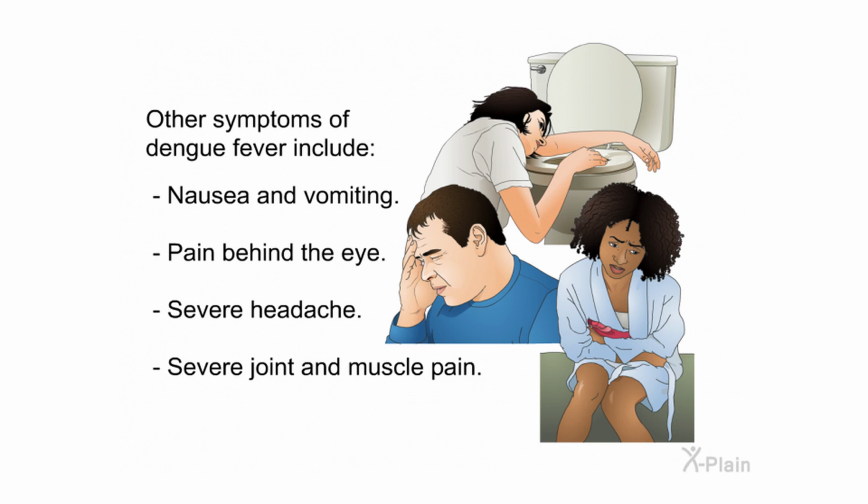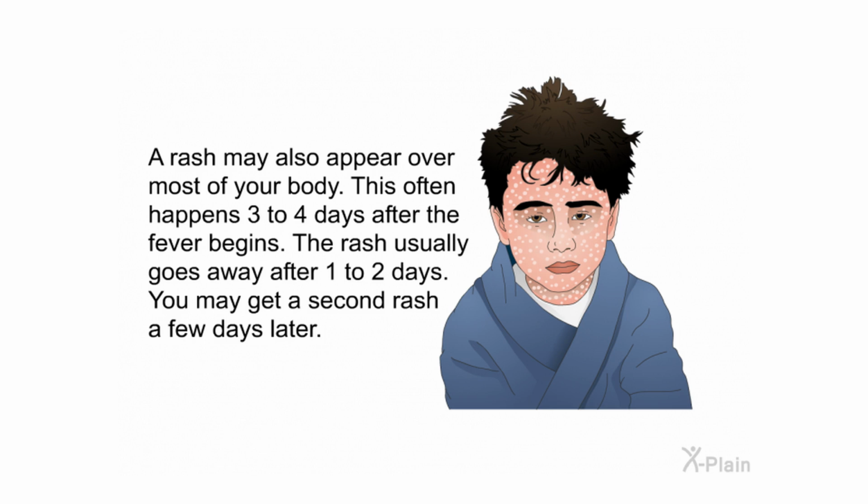Other symptoms of dengue fever include nausea and vomiting, pain behind the eye, severe headache, severe joint and muscle pain. A rash may also appear over most of your body. This often happens 3 to 4 days after the fever begins. The rash usually goes away after 1 to 2 days. You may get a second rash a few days later.